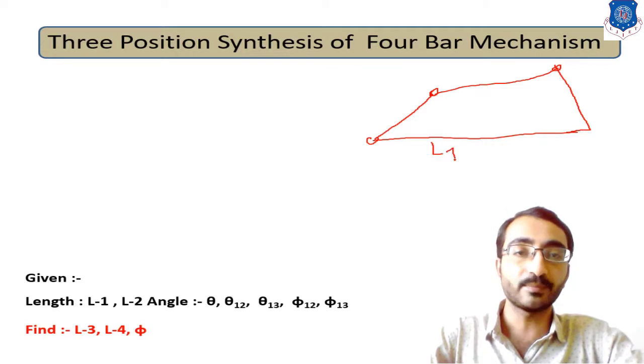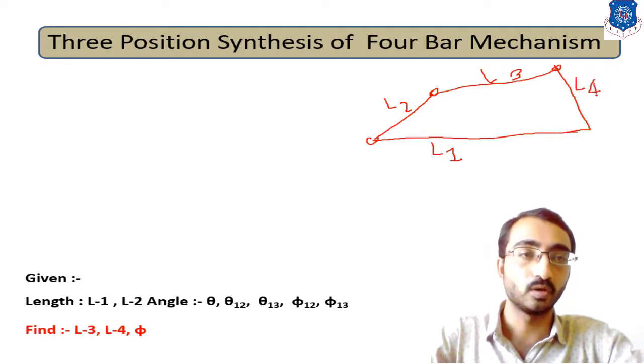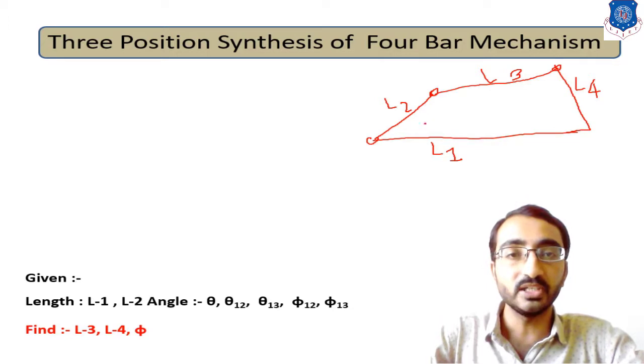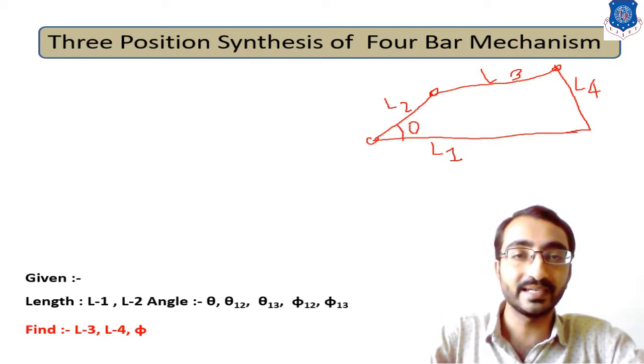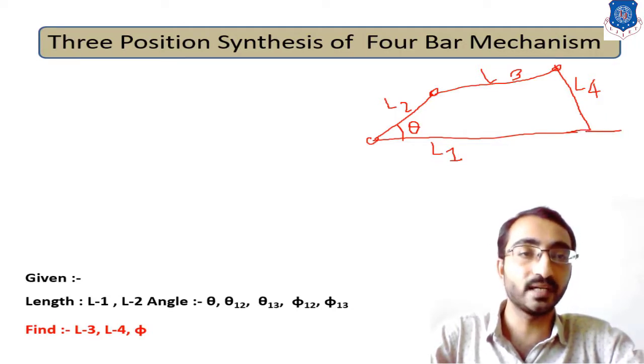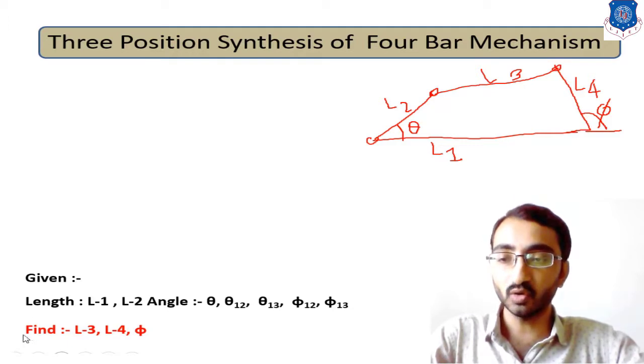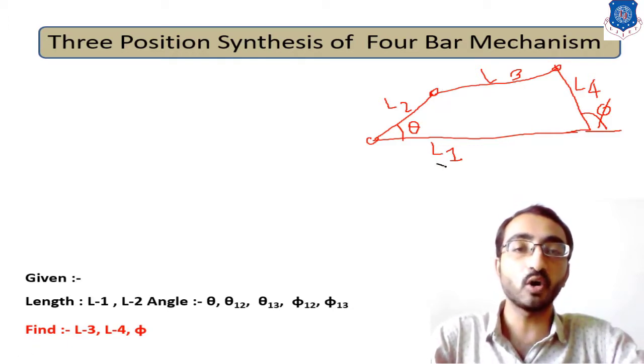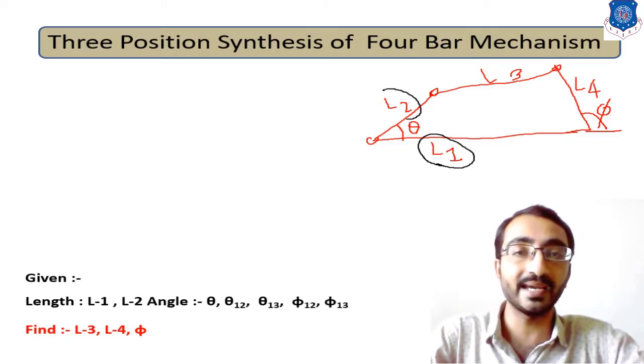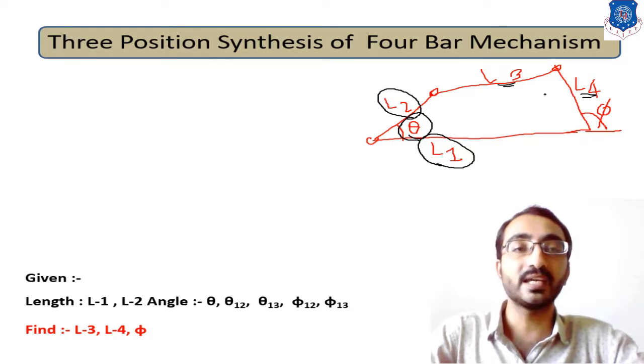Over here, the data we will have is the length of link number 1, link number 2, link number 3 and link number 4. If we consider the input angle as angle theta, and the output angle as angle phi, these are the basic data. While designing any mechanism, in the beginning we will have only two lengths, that is L1 and L2, and with the help of L1 and L2 we have to calculate the length of link number 3 and link number 4. If the input angle theta is given, then with the help of theta we can find the value of phi.